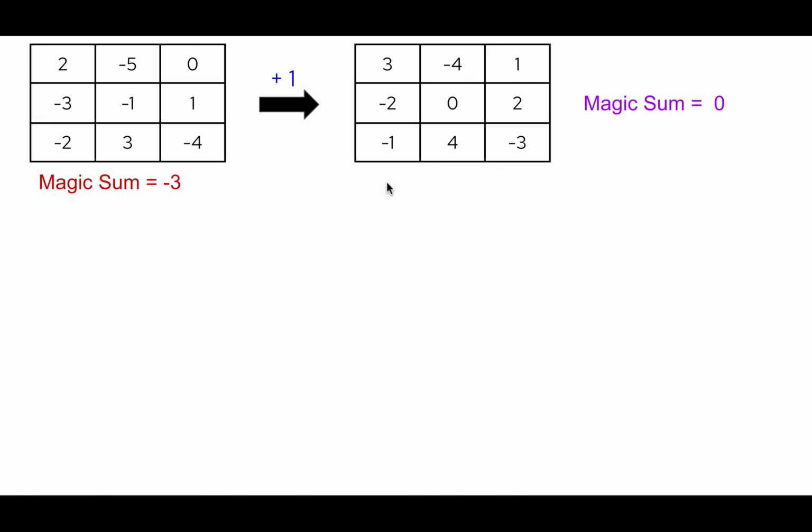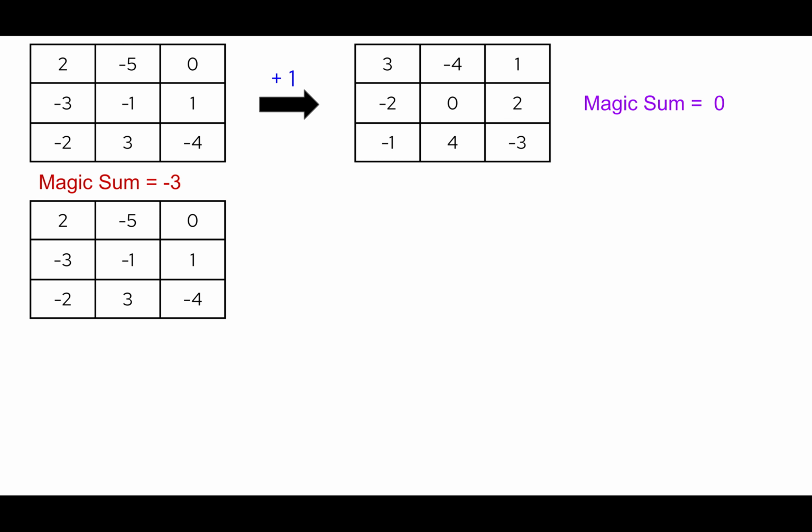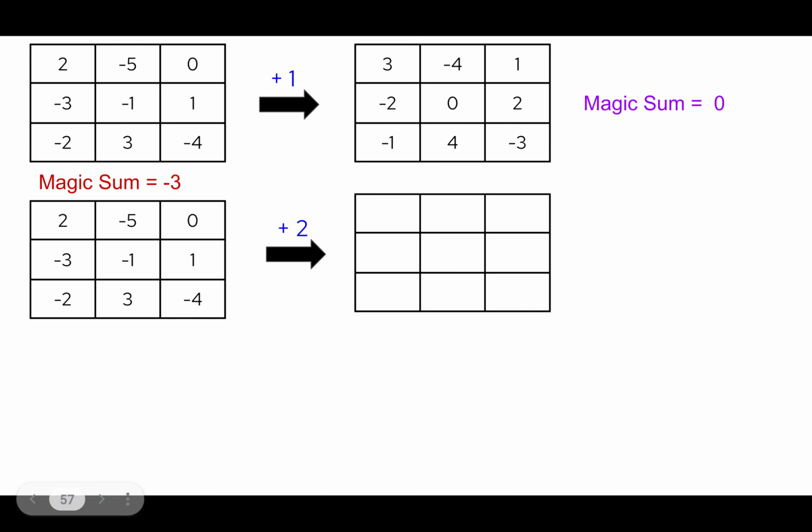Did it for all of them. Now let's figure out our new magic sum. Well, our new magic sum is 0, because if we add this together, 3 plus 0 plus -3 is 0. -1 plus 0 plus 1 is 0. So our new magic sum now is 0. Let's try another one. Again, I'm going to use the same magic sum as -3, but this time let's add 2 and see what happens.